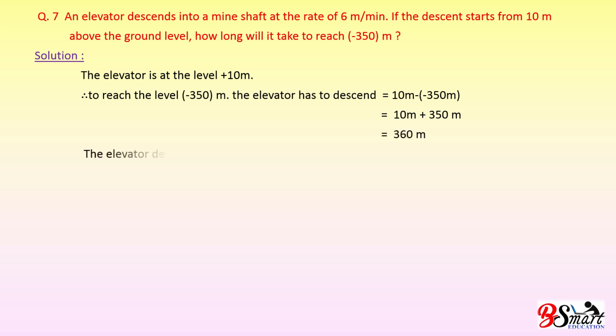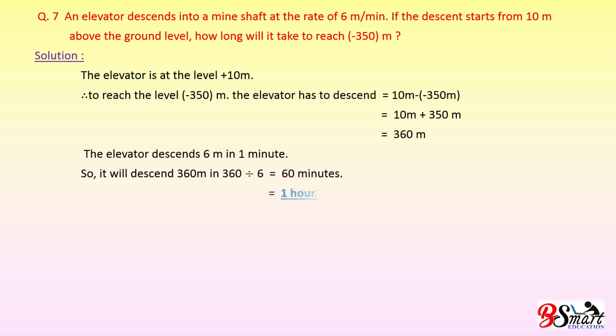The elevator descends 6 meters in 1 minute. So it will descend 360 meters in 360 divided by 6. That is 60 minutes. So the elevator will take 1 hour, meaning 60 minutes, to reach minus 350 meters.